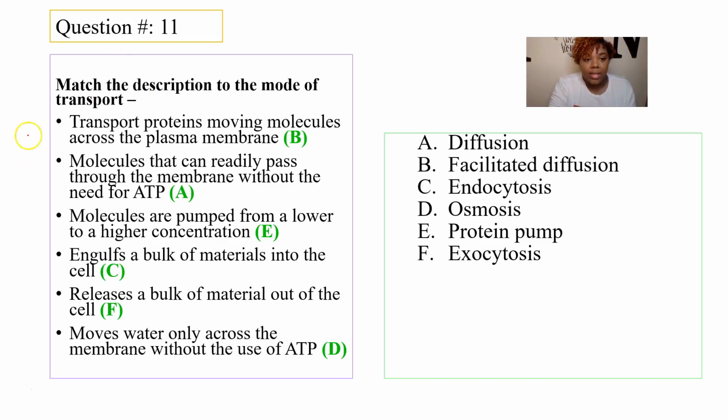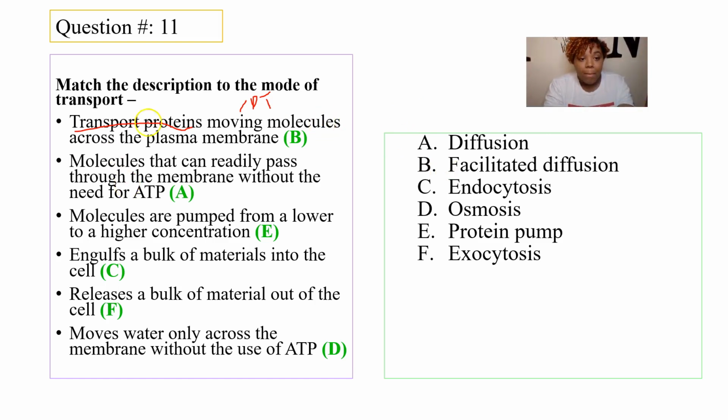So I'm looking here at this one. It says that transport proteins are moving molecules across the membrane. Well, first, it doesn't tell me that it's using energy. And whenever they want us to know it's active, they tell us it's using energy. So I know automatically that this is passive transport. And if it's passive transport, I only have so many options because only one passive transport uses proteins, and that's facilitated diffusion, which is B.